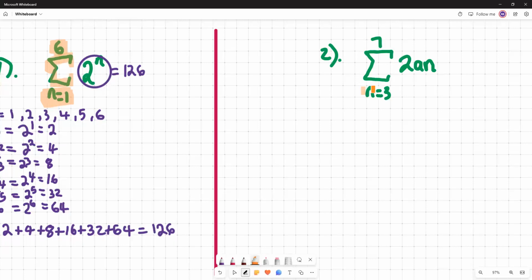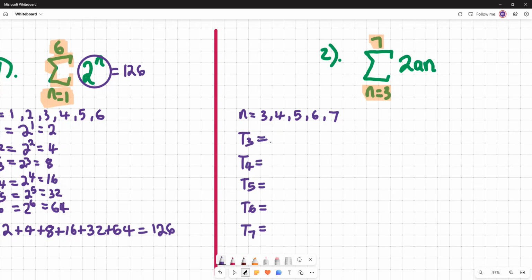On this one, we're starting at n equals 3, and we're ending at n equals 7. So in simple terms, we're looking for n equals 3, n equals 4, n equals 5, n equals 6, and n equals 7. Right. So this is what we're going to do now. I'm looking for T at 3, T at 4, T at 5, T at 6, and I'm also looking for T at 7. I'm sure it makes sense, ladies and gents.